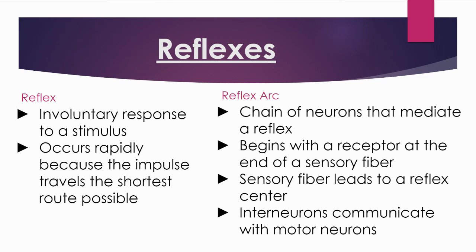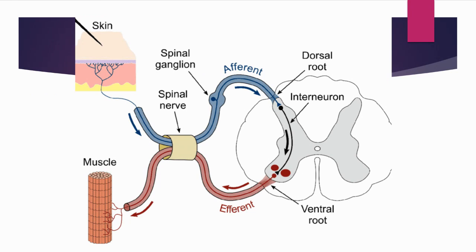It begins with the receptor at the end of a sensory fiber, which then leads to the reflex center, which is a processing center where interneurons are going to communicate with motor neurons. And just so you know, the sensory receptors are cells that respond to a change in their environment. It begins the reflex arc. And you can see here how that all will happen. And again, the POGIL on the reflex arc is going to help with your understanding of that.